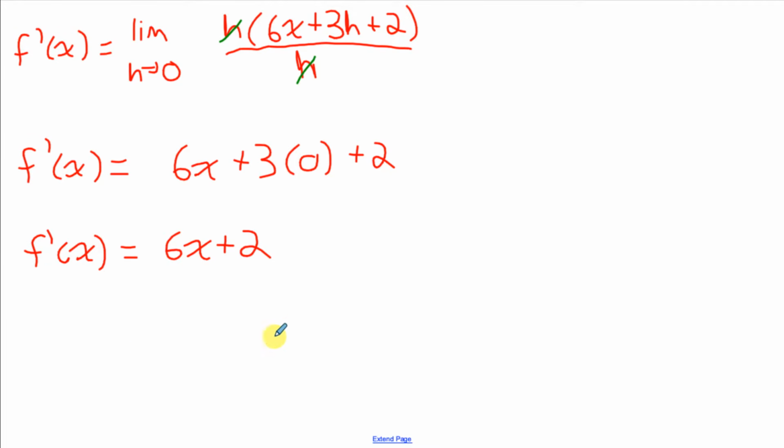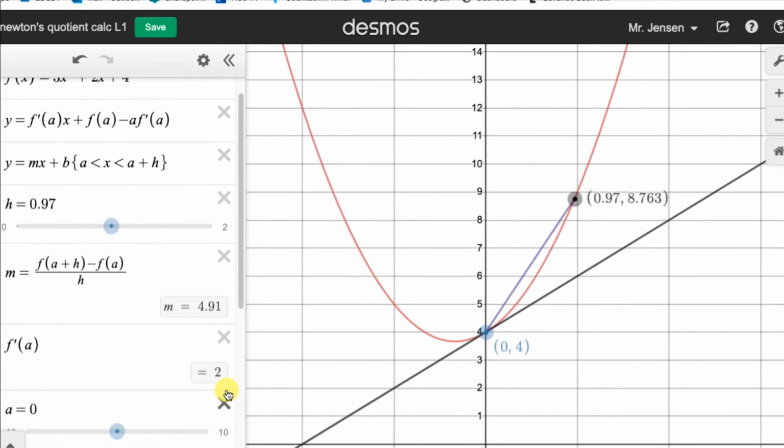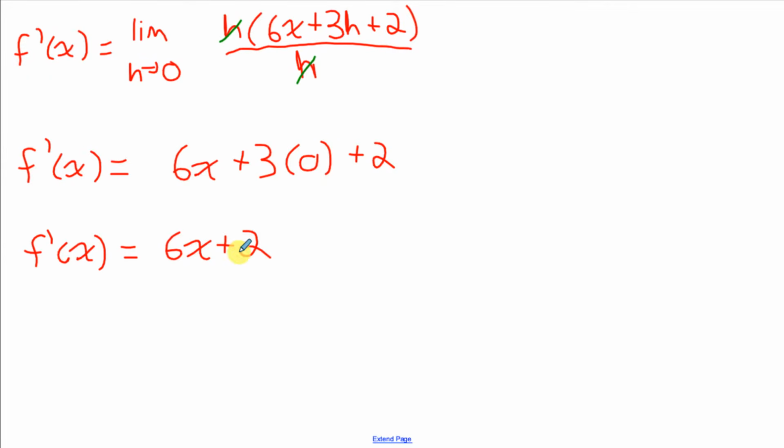So this equation, make sure you understand what this equation tells us. This equation would tell us the slope of the tangent, aka the instantaneous rate of change, of the original function at any x value we want. Let me go back to the Desmos graph. If I wanted the instantaneous rate of change when x is 0, all I would have to do is plug 0 in for x, and it would tell it to me.